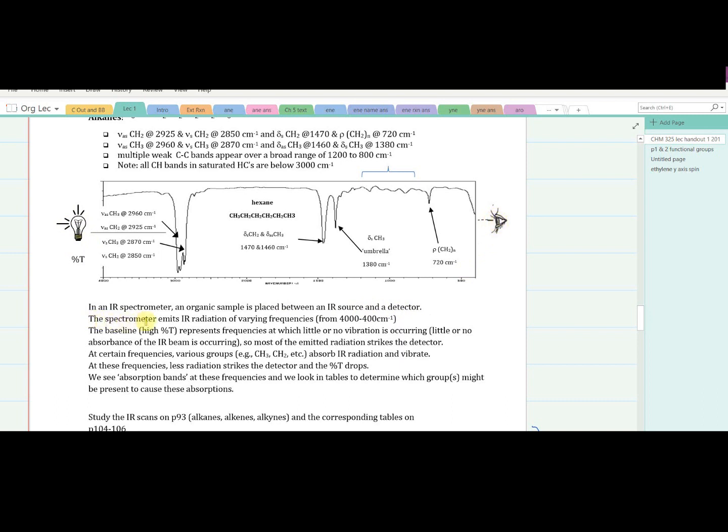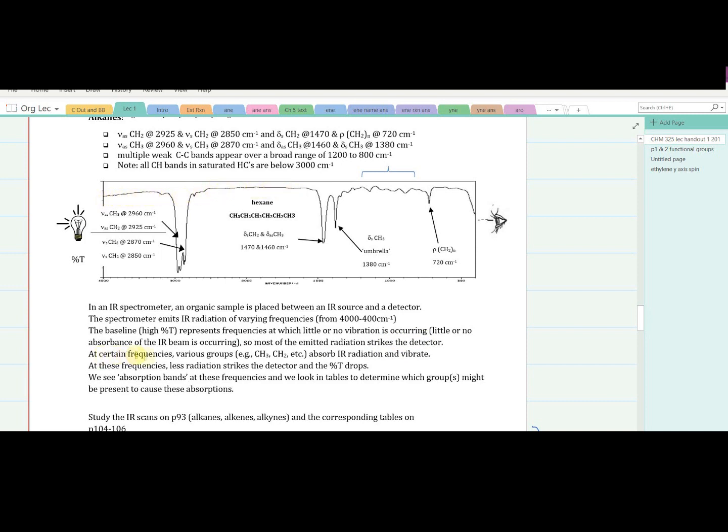The spectrometer emits infrared radiation of varying frequencies from 4,000 down to 400 wave numbers. That's on the x-axis. It runs all those frequencies in a short space of time, 5 to 10 seconds. Usually the instrument collects that 4 times and then averages the results. The baseline up here represents high percent transmittance, and it represents frequencies at which little or no absorbance of the infrared beam is occurring. And so most of the emitted radiation strikes the detector. Our baseline is up here.